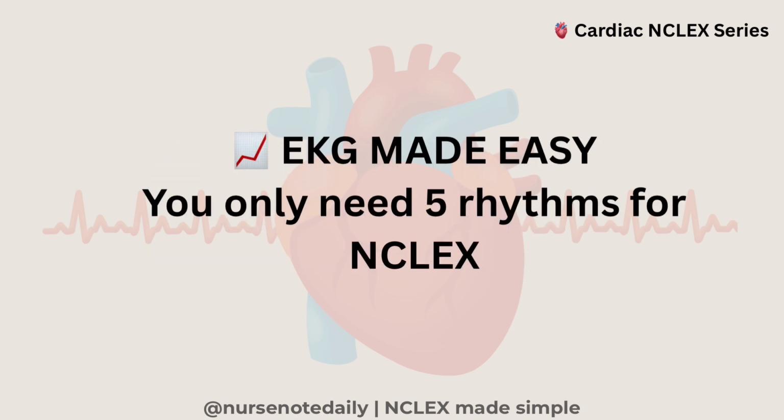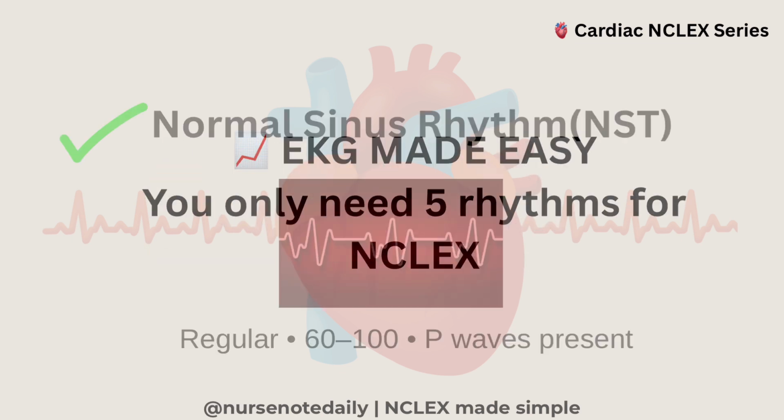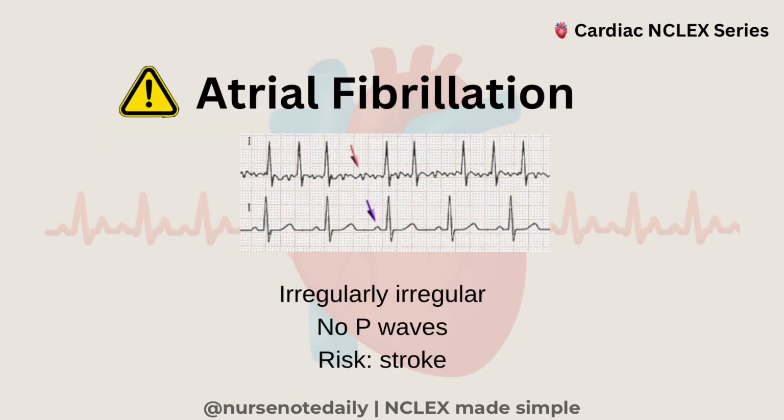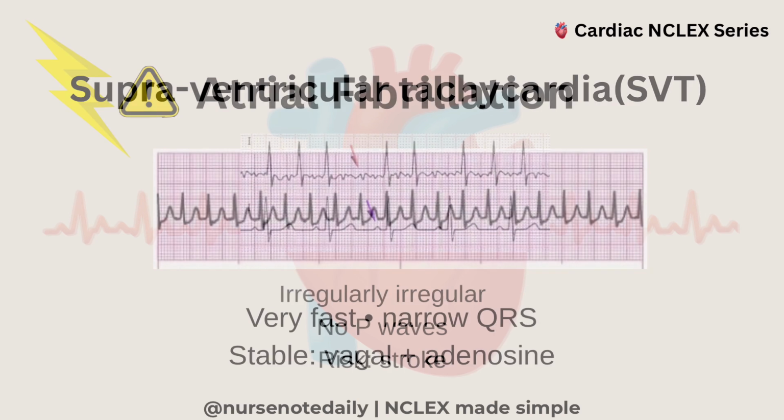Let's do EKG in a way that doesn't make you feel overwhelmed. You only need 5 rhythms for NCLEX. Number 1. Normal sinus rhythm. Regular rhythm, rate is 60 to 100, and you see P waves. Number 2. Atrial fibrillation, also called AFib. This is irregular and you don't see P waves. NCLEX will test that. AFib has a risk of stroke because blood can pool and clot.